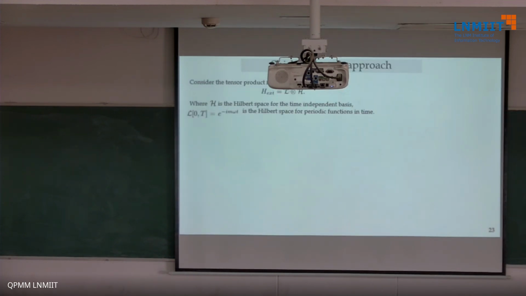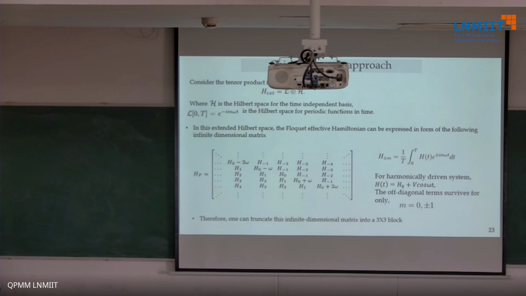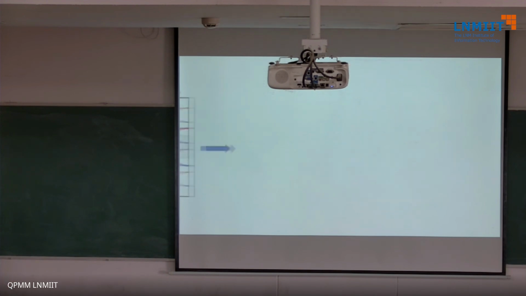How does one solve it? A little bit of technicalities. This is called the Shirley-Floquet approach. So the effective Hamiltonian becomes an infinite number of such blocks. But fortunately, for a harmonically driven system like V cos omega t, only the off-diagonal terms will survive. So it becomes a 3 by 3 matrix with m equal to 0 and plus minus 1. So you have only this kind of small matrix that you need to solve.